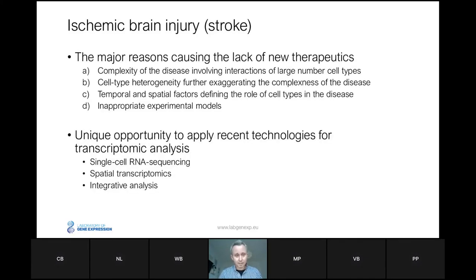So the existence of this heterogeneity is of course a great opportunity to apply current technologies for transcriptomic analysis, mainly single cell RNA-seq, but also spatial transcriptomics, which is quite a new technique with very promising results and insight into the pathology. As all these technologies have their pros and cons, it's very nice to integrate the power of each of them with integrative analysis. That is something which we did and which we are also planning to do in our research.